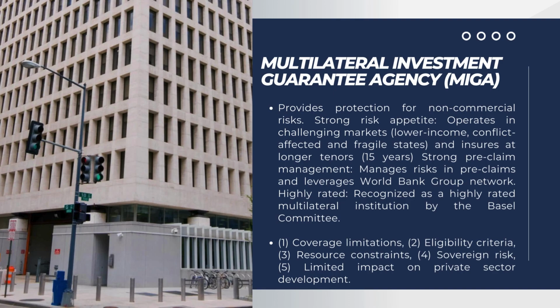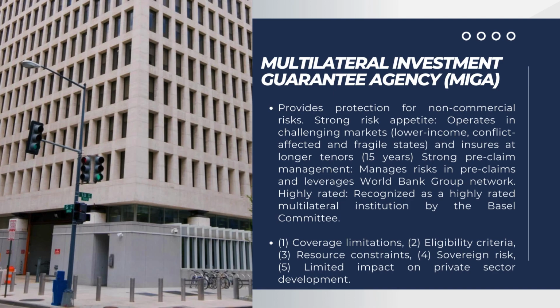Limitations. MIGA primarily focuses on providing political risk insurance and guarantee against non-commercial risks such as expropriation, currency and convertibility, and political violence. Eligibility criteria. MIGA has eligibility criteria that projects must meet to qualify for its support, including environmental and social standards. This can exclude certain projects or countries from accessing MIGA services.